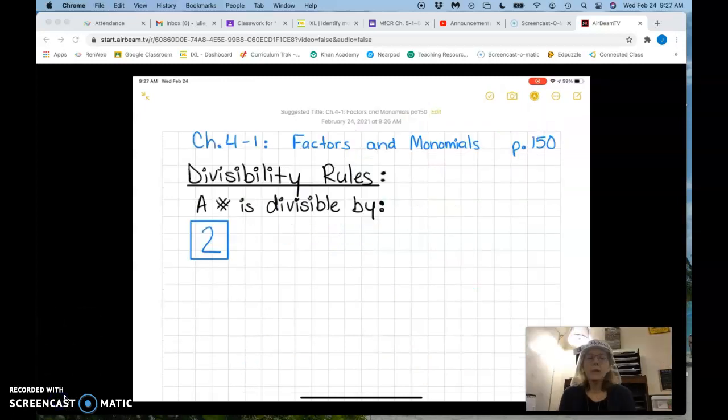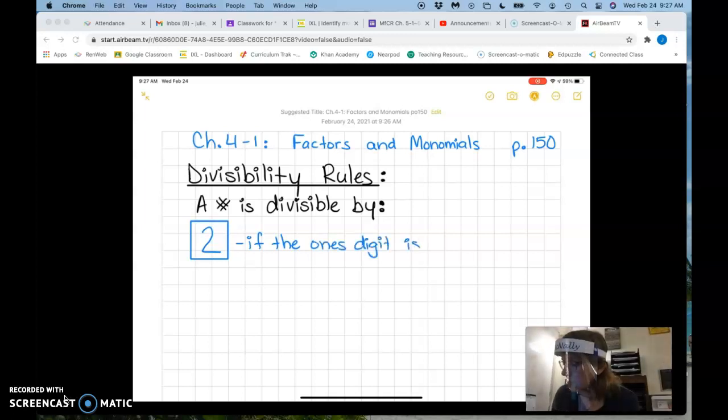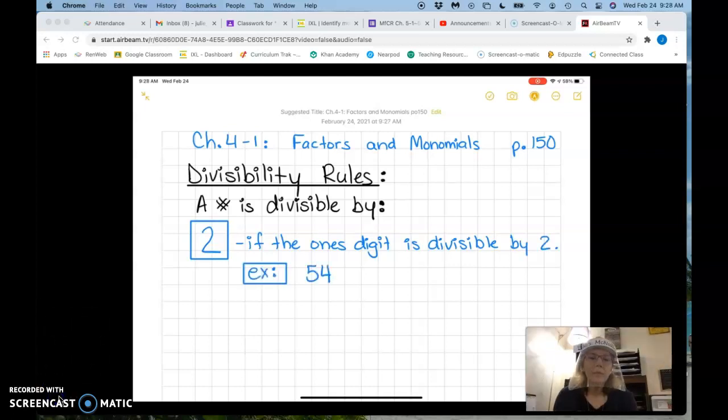Okay, so now we're going to talk about the divisibility rules. A number is divisible by 2 if the ones digit is divisible by 2. So write this down. So here's my example for this one, 54. So we're just going to look at the ones place. Remember the ones place is the one on the far right.